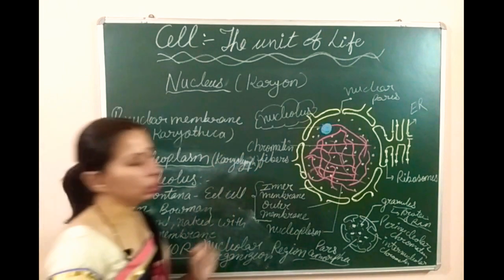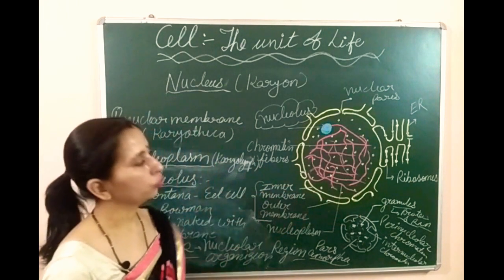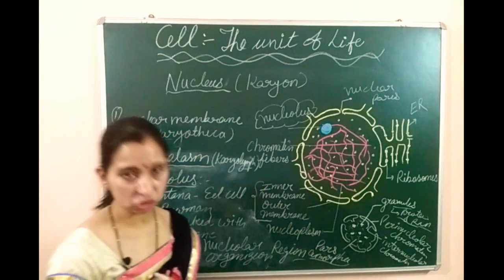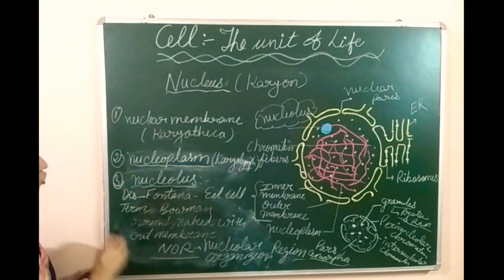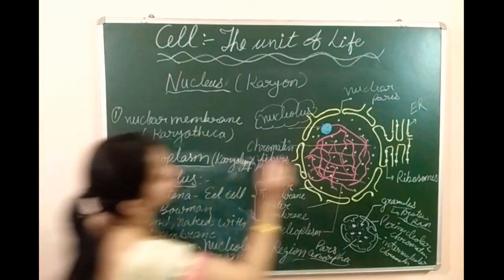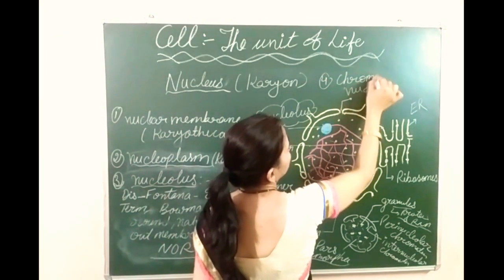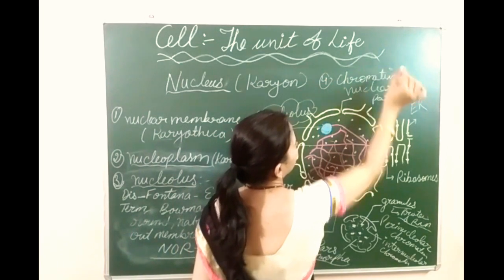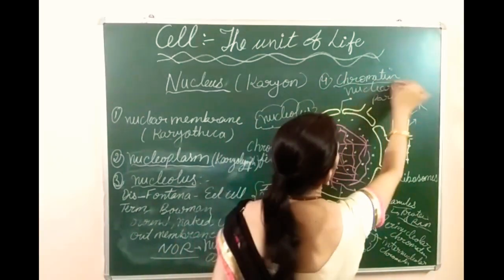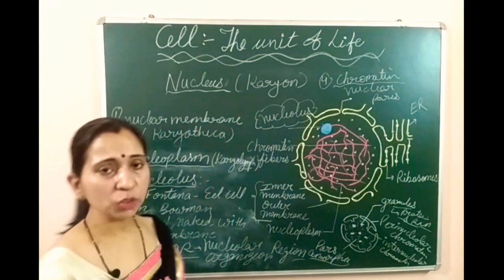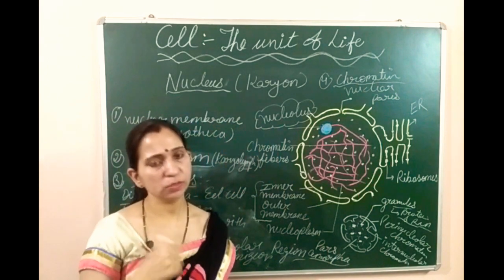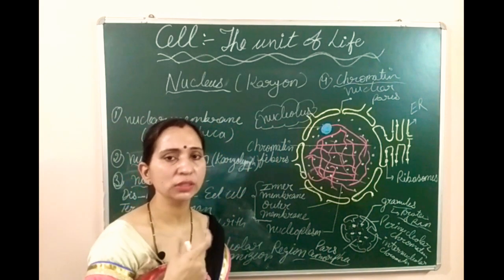The next part of the nucleus, which is present inside the nucleoplasm, is the thin thread-like structures. So here we will write the fourth part of the nucleus. These thin thread-like structures are known as chromatin. इनका नाम होता है chromatin. They are in the nucleus present in the interphase. Interphase means when the cell prepares itself for cell division.